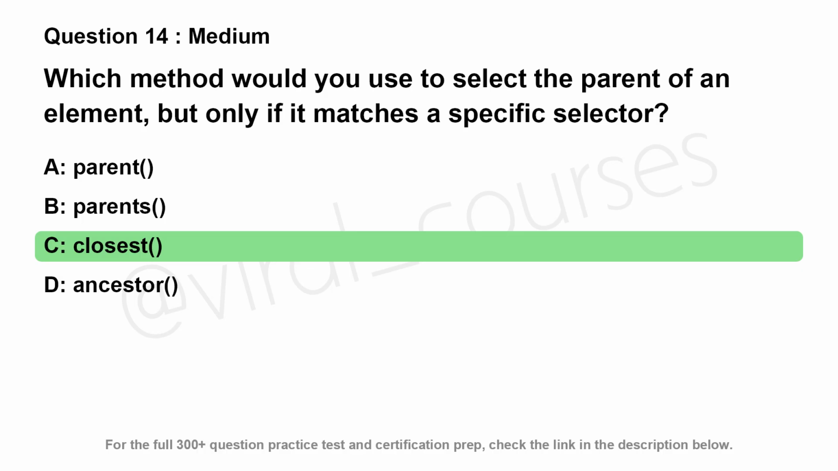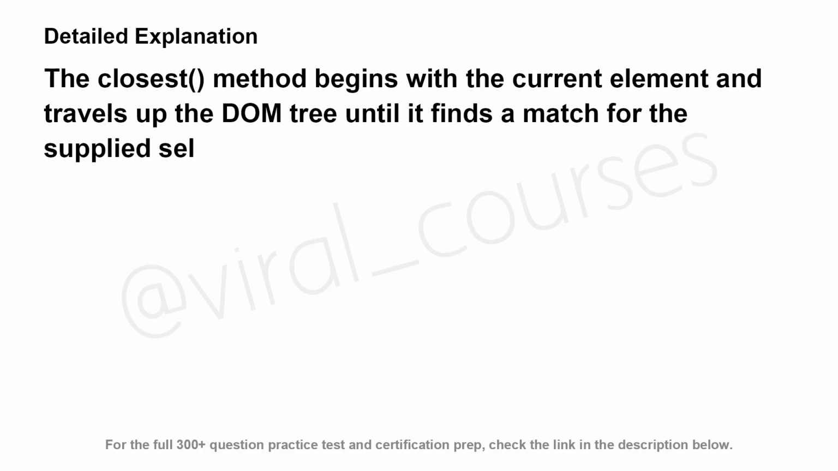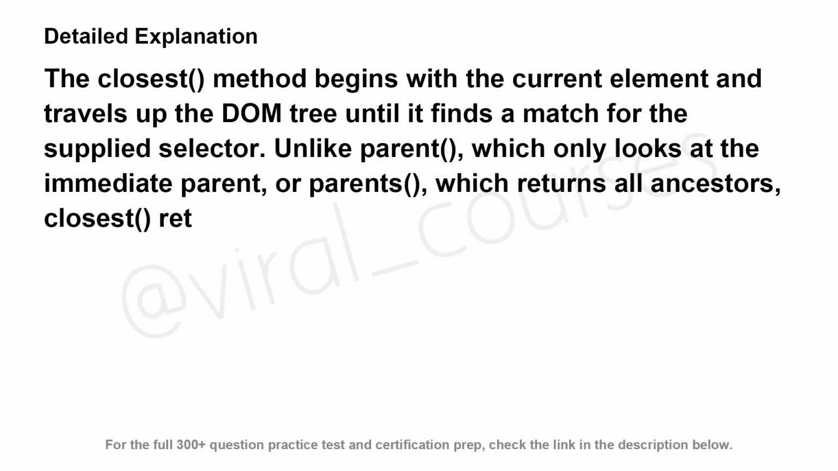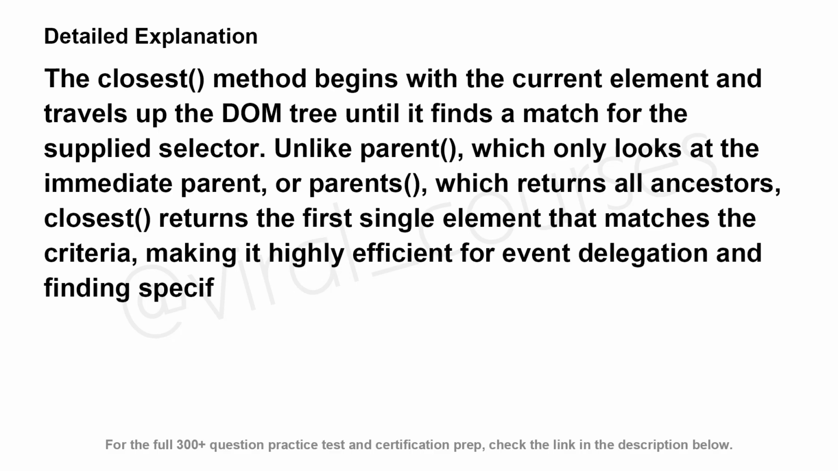The correct answer is C. The closest method begins with the current element and travels up the DOM tree until it finds a match for the supplied selector. Unlike parent, which only looks at the immediate parent, or parents, which returns all ancestors, closest returns the first single element that matches the criteria, making it highly efficient for event delegation and finding specific container elements.